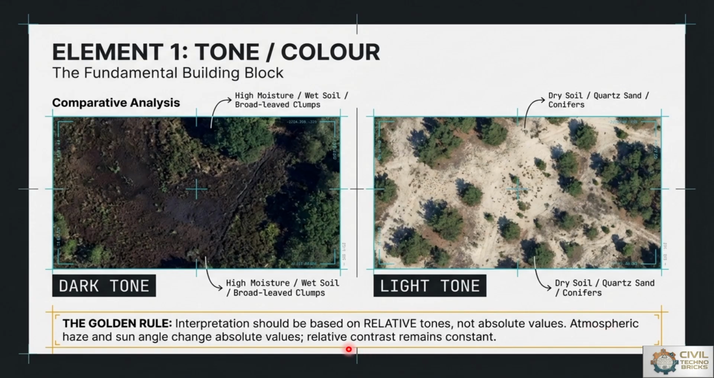Atmospheric haze and sun angle change the absolute values, but the contrast remains constant. So civil engineers use that rule, with reference to tone and color or their variations, to identify land cover, reservoirs, roads and urban development zones.